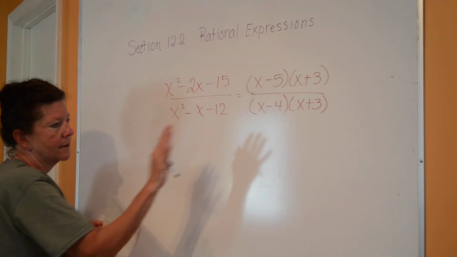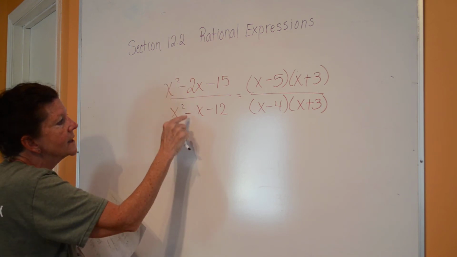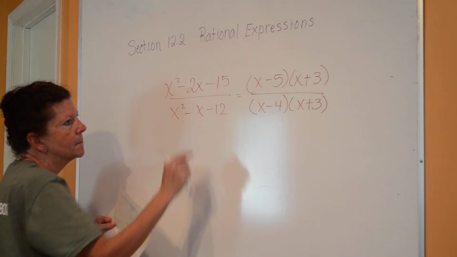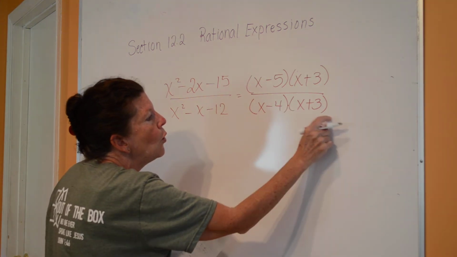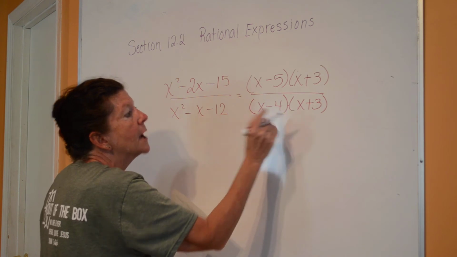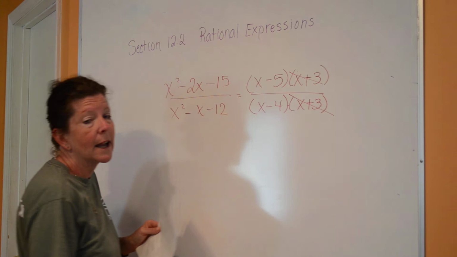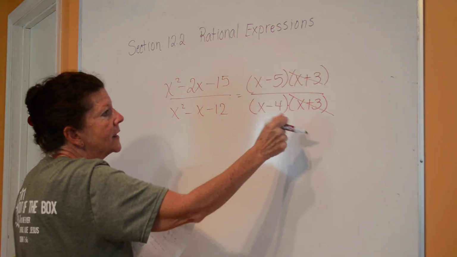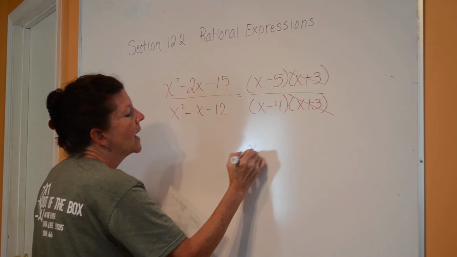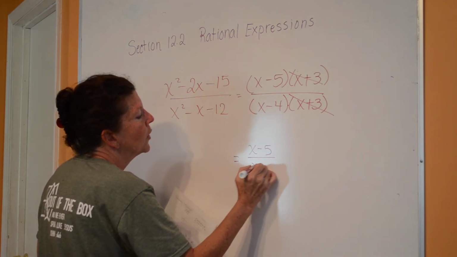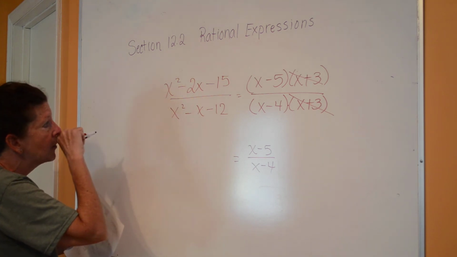Please understand this: you can't mark out the x squared and the x squared because they are added or subtracted to something. You have to get it to the point that you can mark out the whole thing that's multiplied by something else. This and this goes away. You cannot just mark out the x or mark out the 3. The whole thing has to be marked out. So it's x minus 5 over x minus 4. Again, that's a major mistake that's made on this kind of a problem.